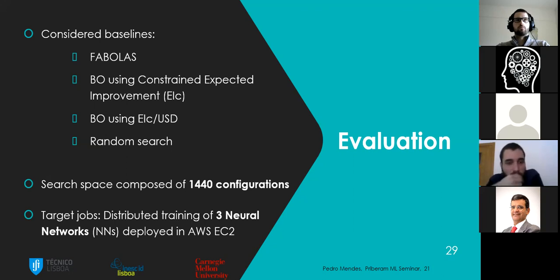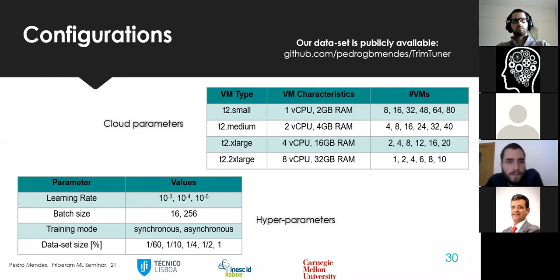And we create data sets to evaluate the systems. For that, we deploy three different neural networks, a CNN, an RNN, and a multilayer perceptron in the AWS cloud. Which configurations should we consider in our data sets? We have two sets of parameters, the cloud parameters and the hyperparameters of the model. For the cloud parameters, we consider the VM type and the number of VMs. And for the hyperparameters, we consider the learning rate, the batch size, the training mode, and we add an additional dimension that corresponds to the dataset size used to train.